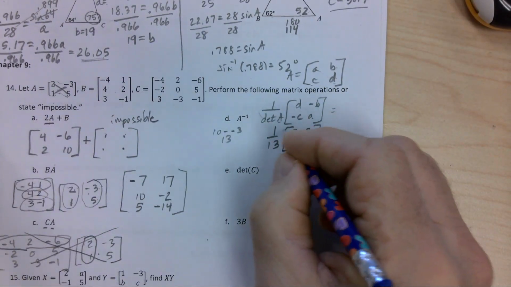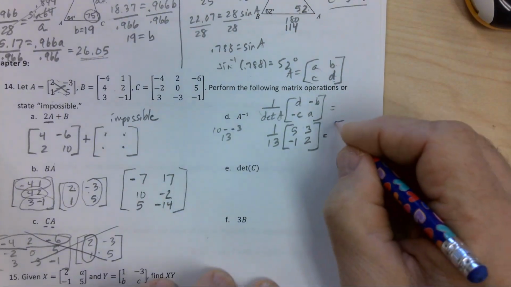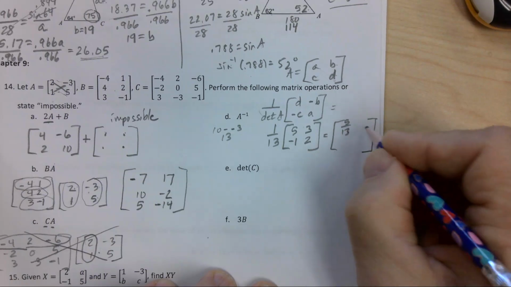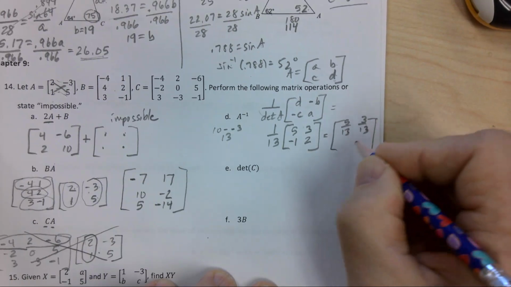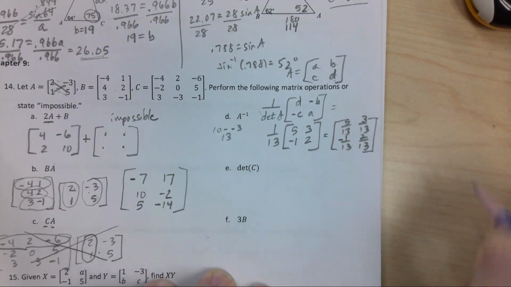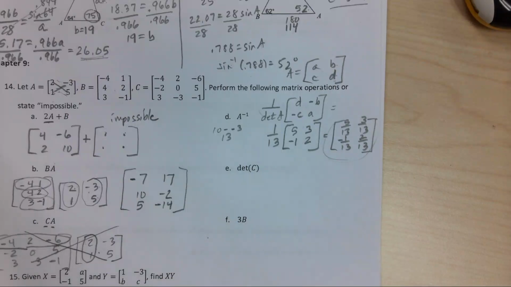And then we distribute this crazy 1/13 through. And we get 5/13, 3/13, negative 1/13, 2/13. And there's the inverse matrix.